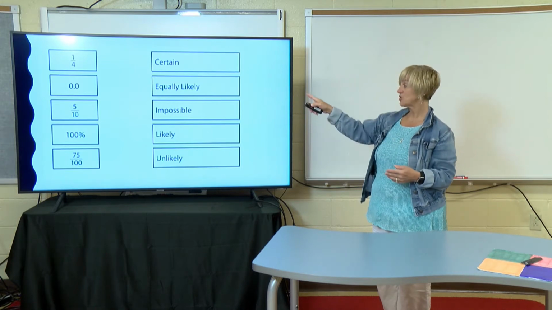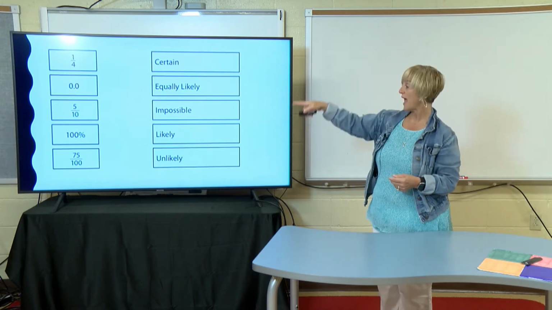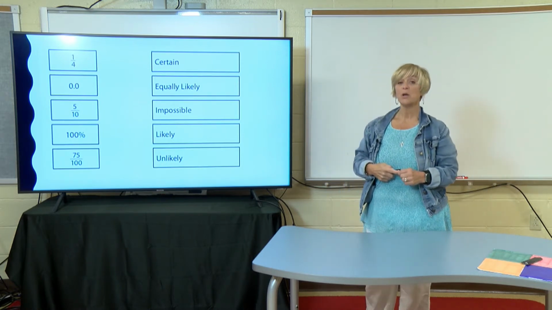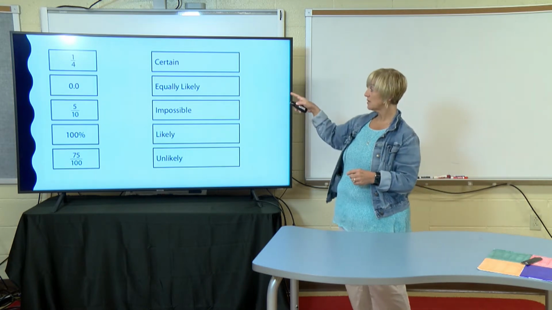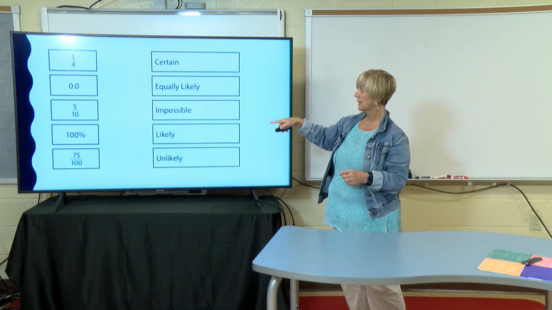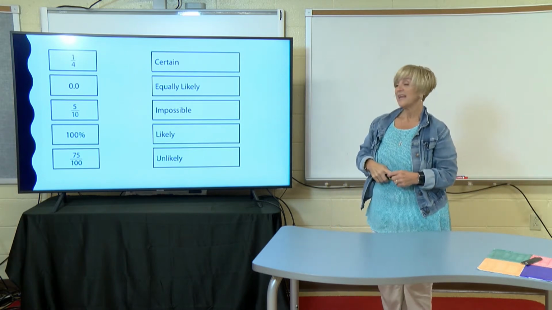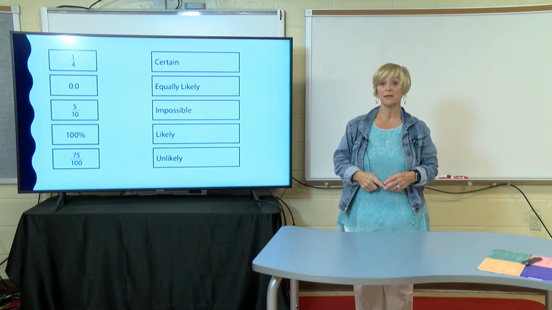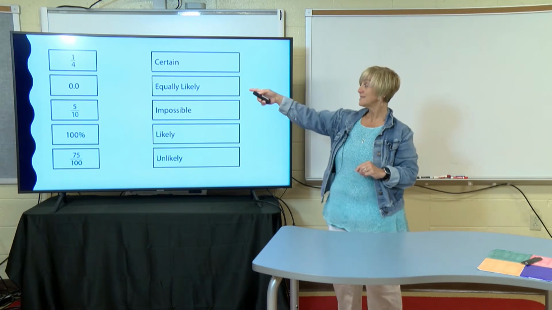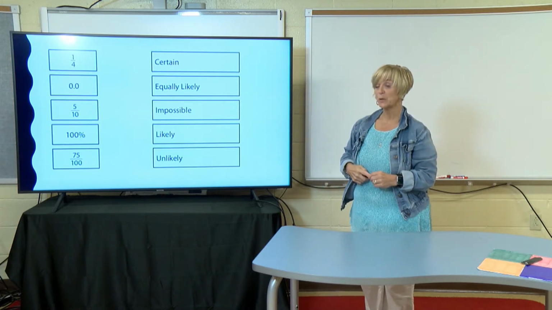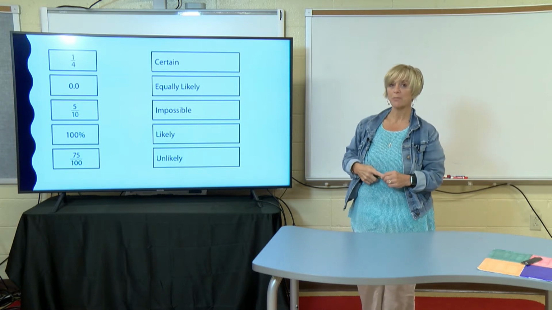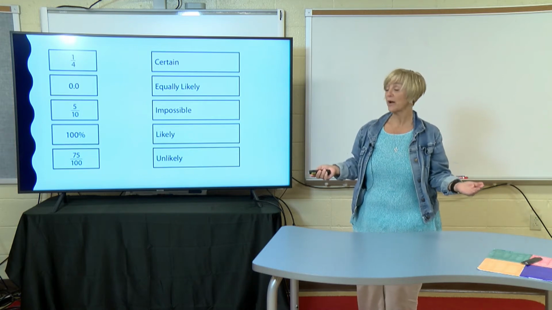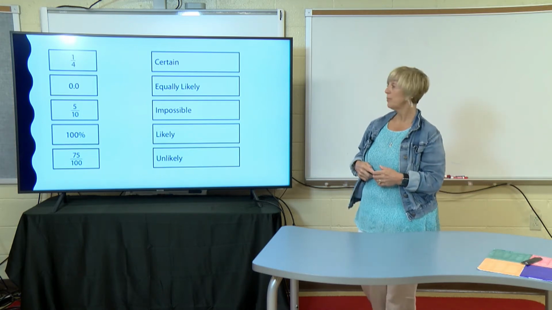Now let's see if we can match the vocabulary with our actual numbers over here. So let's look at the first one, 1/4. If you have a 1/4 chance, is that certain, equally likely, impossible, likely, or unlikely? Exactly. That is an unlikely event. 1/4 is an unlikely event. 1 out of 4 is unlikely. 0 absolutely matches with impossible. If we don't have a square in our bag, how can we pull a square out? 0 is an impossible event.